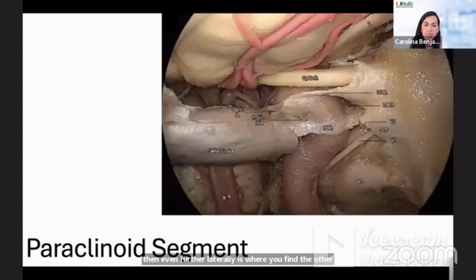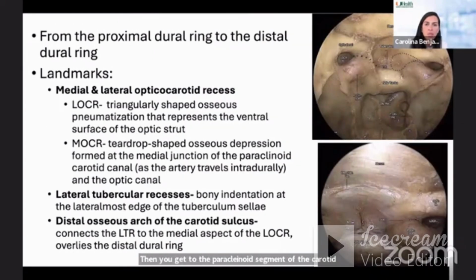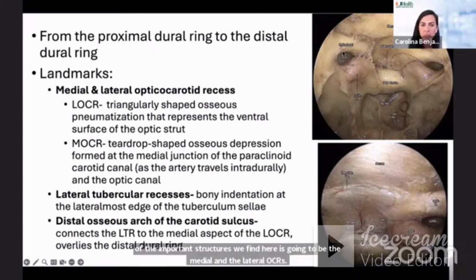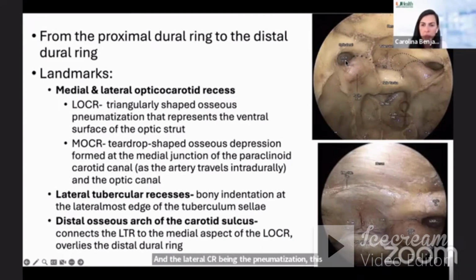Then you get to the paraclinoid segment of the carotid artery. Again, it's important to identify both bony structures as well as the fibrocartilaginous structures. Some of the important structures we find here are the medial and the lateral OCRs. The lateral OCR is the triangular-shaped pneumatization that represents the optic strut when you're thinking about it intracranially. Then you have the medial OCR, which is this teardrop picture here, and it's formed just at the medial junction of the paraclinoid carotid canal right here, and the optic canal.